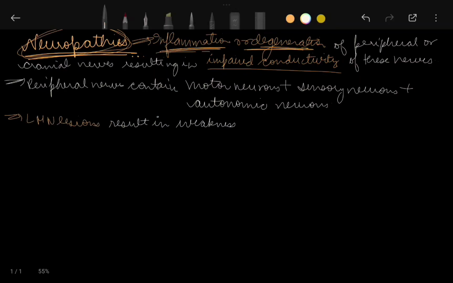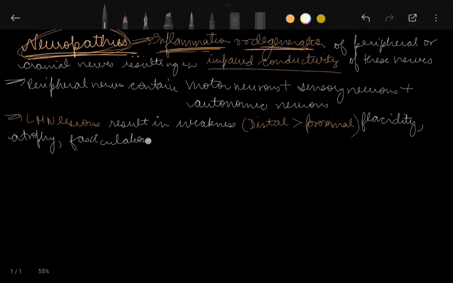Pure motor neuron lesions result in weakness, more in the distal region than in the proximal region. They result in flaccidity, atrophy, fasciculations, and hyporeflexia. Obviously, there is going to be atrophy of the muscle, and atrophy will lead to flaccidity along with weakness plus fasciculations.